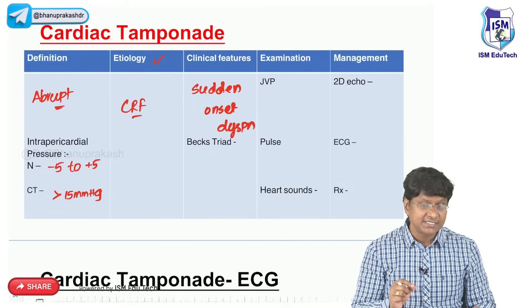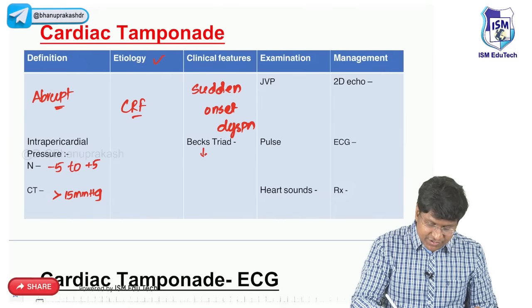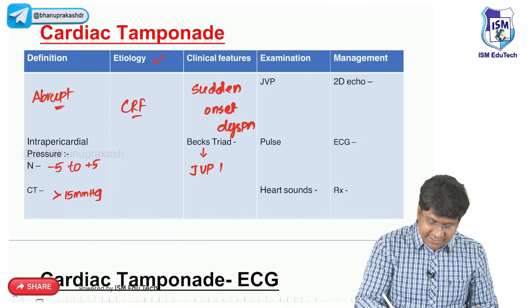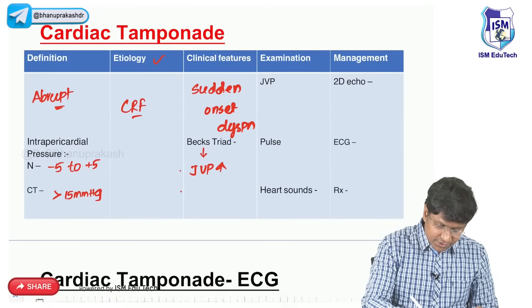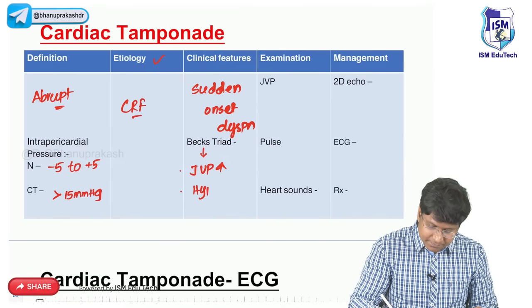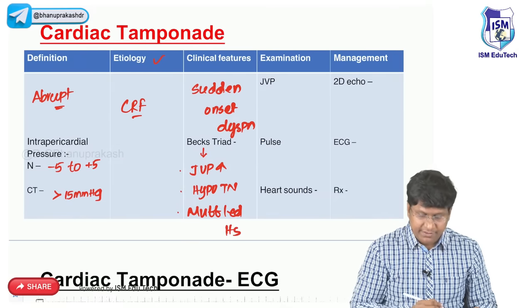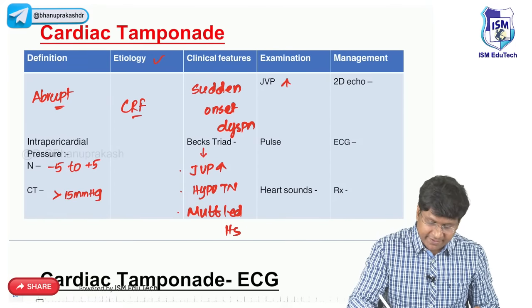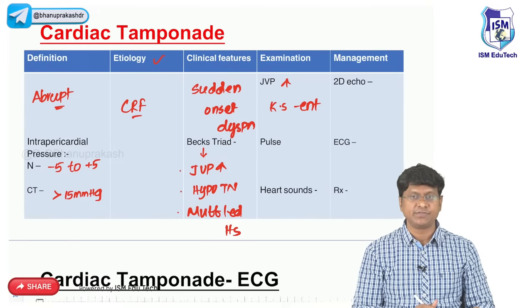Now, you take this characteristic triad that is called Beck's triad. What is this Beck's triad in case of cardiac tamponade? Number one, there will be raised JVP. Number two, there will be hypotension, and number three, muffled heart sounds. So this is Beck's triad in case of cardiac tamponade. Then how will the JVP be? The JVP will be elevated, but one important point you have to remember is that the Kussmaul sign will be absent in patients with cardiac tamponade.